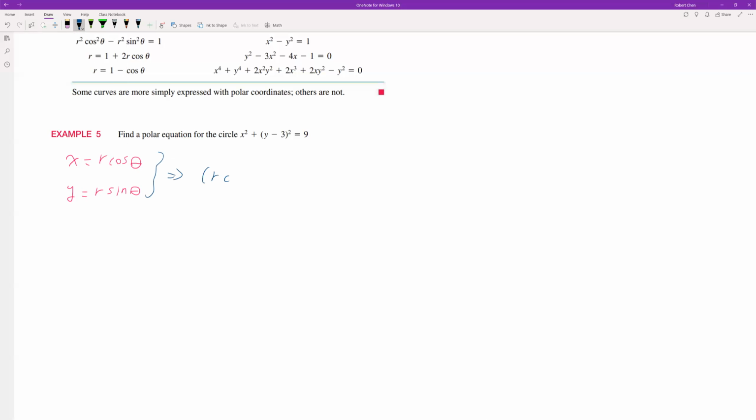So I have (r cosine theta) squared plus (r sine theta minus 3) squared is equal to 9. And let's expand that. I get r squared cosine squared theta plus, it's a binomial square, so r squared sine squared theta minus 6 r sine theta plus 9 is equal to 9. All right, and let's try to clean this up a little bit. First, I'm going to subtract the 9 to the right, so we have 0.